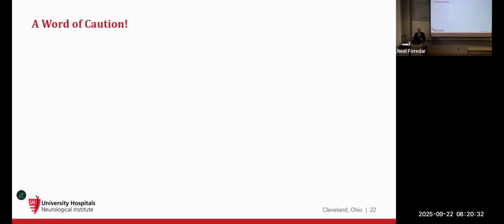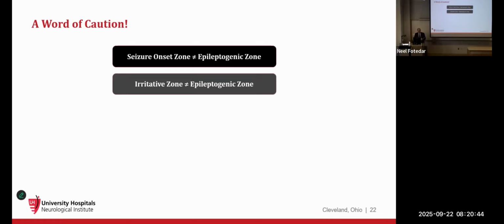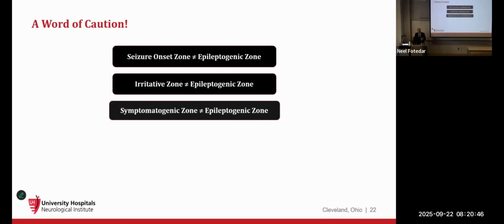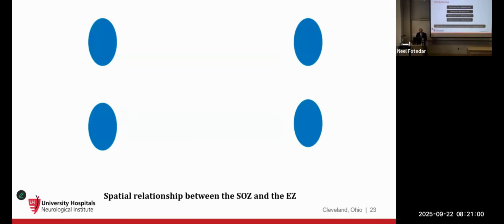It's important to remember, especially for people who do intracranial EEG and epilepsy surgery, that none of these zones individually equal the epileptogenic zone. Seizure onset zone is not equal to epileptogenic zone. The irritative zone is not equal to epileptogenic zone. None of these individually are equal to the epileptogenic zone. Neither is the seizure onset zone, even when defined by intracranial EEG. It is not equal to epileptogenic zone. It's very important to remember that, an error that sometimes we make.